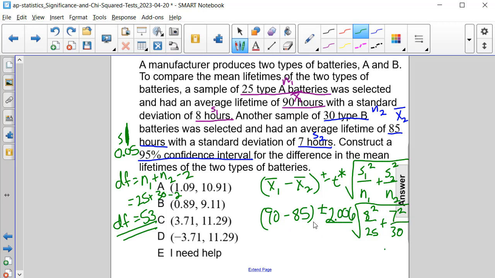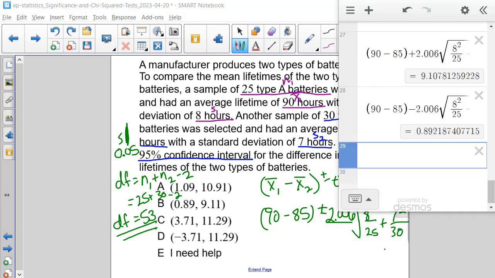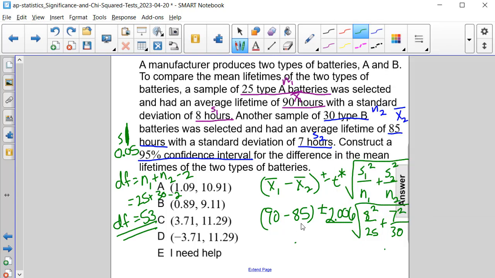And now we can substitute these values into a calculator. And I put it into the calculator first with the plus sign, and I end up getting about 9.11, because all these decimals are rounded to the nearest hundredths place. And if I substitute it in and evaluate it for the subtraction sign, I get about 0.89. So the correct answer here for this problem is answer choice B.